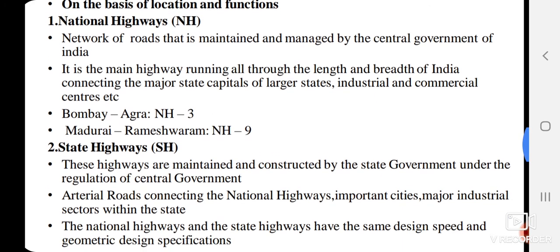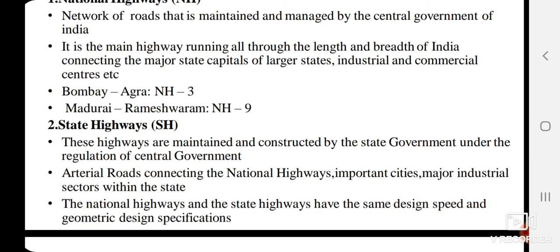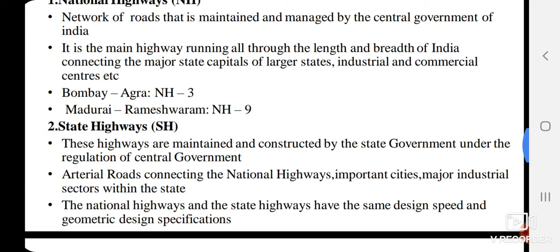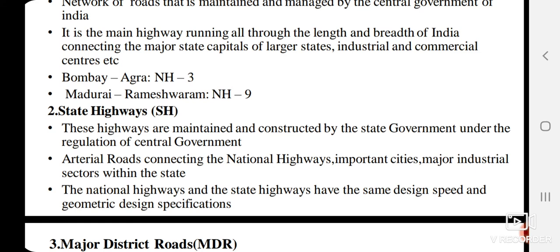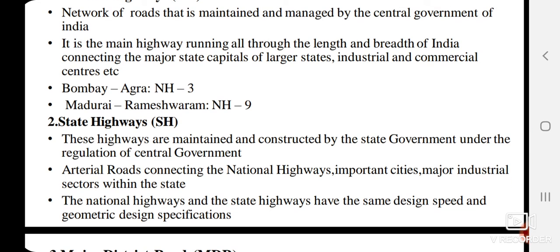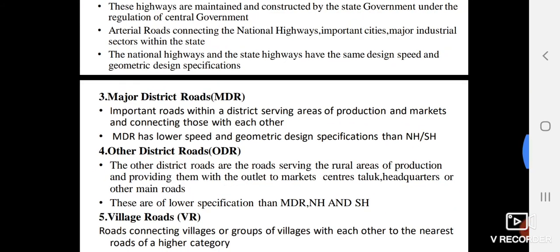For different types of highway, there are specific values of design speed and geometric design specification. National highways have higher design speed and geometric design specification. Design speed means the speed with which a vehicle can travel through that highway, and there will be a regulation. Compared to national highways, state highways have nearly the same design speed and geometric specification. I think around 60 kilometers per hour is the design speed for state highways and national highways.